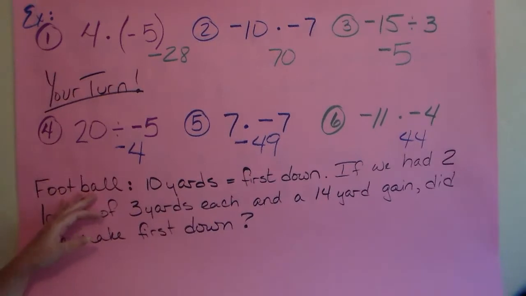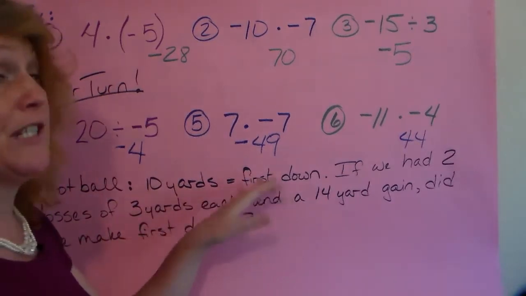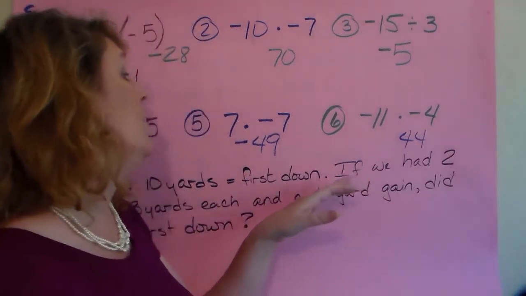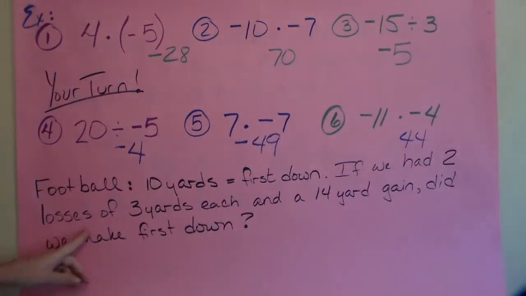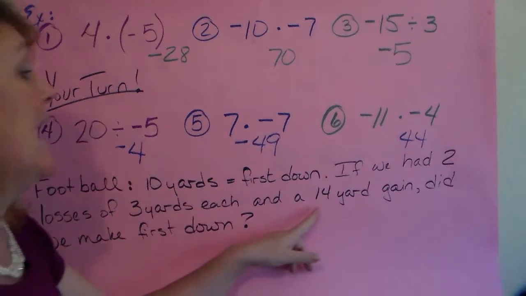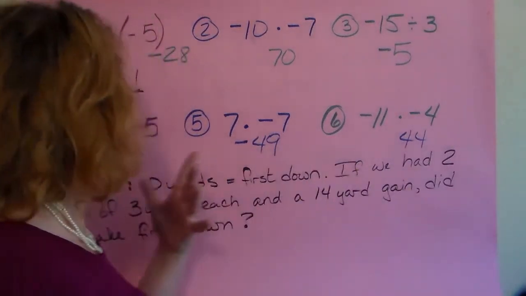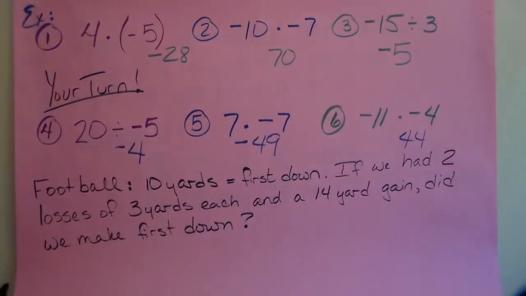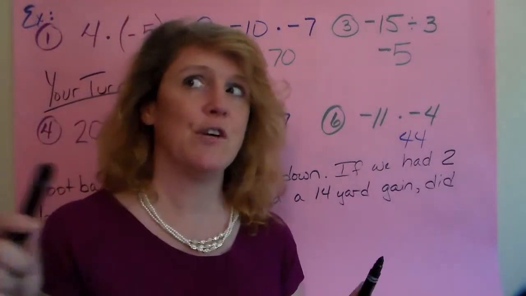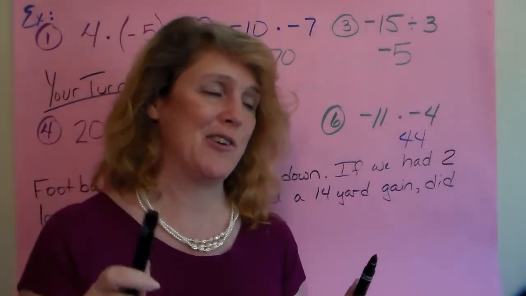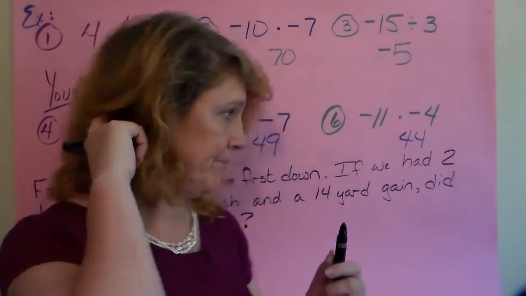In football, 10 yards is a first down. So let's say our team had 2 losses of 3 yards each, and then a 14-yard gain. Did we make our first down? So part of the trick, and you can do this in your head, and you can draw yourself a little picture, but the part of the trick is putting it in an equation.